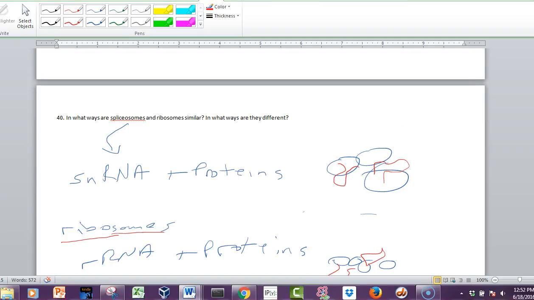And this is number 40. I lost my mouse. There it is. All right, so number 40.